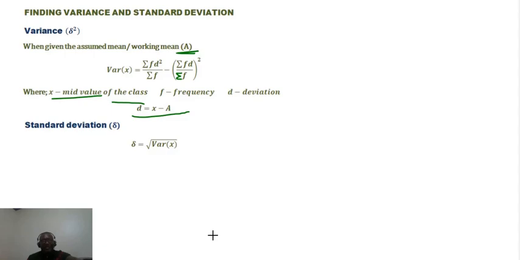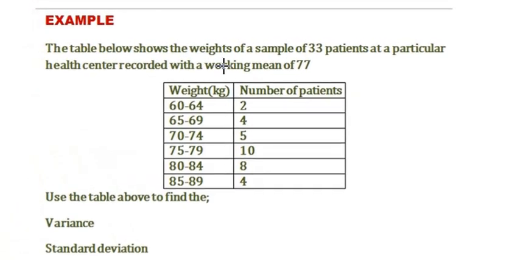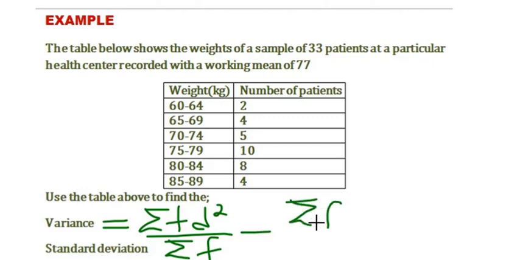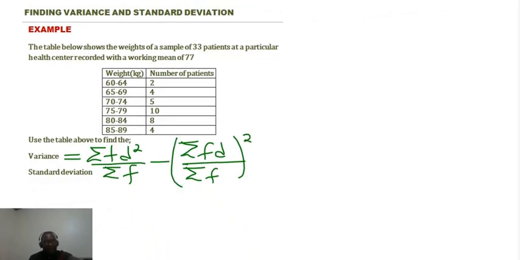We can start with a guiding example here. The table below shows the weights of a sample of 33 patients at a particular health center, recorded with a working mean of 77. Then they need us to use the table above to find the variance and the standard deviation. So for this case, the variance will be summation fd squared all over summation f minus summation fd divided by summation f, and the whole of this term being squared.